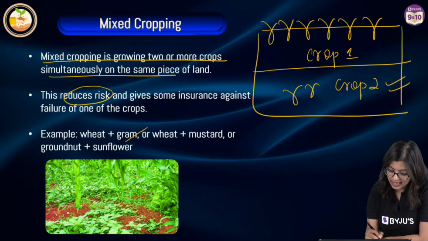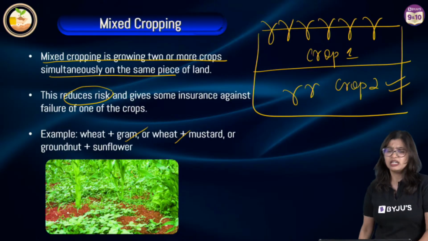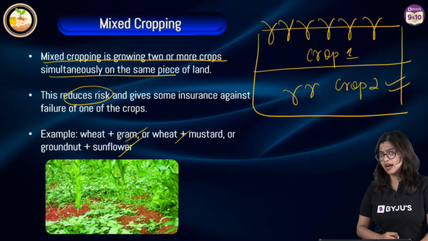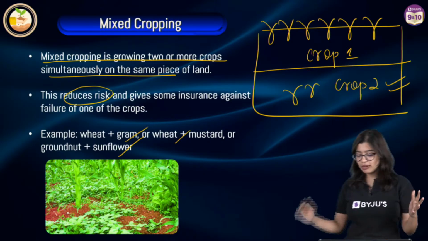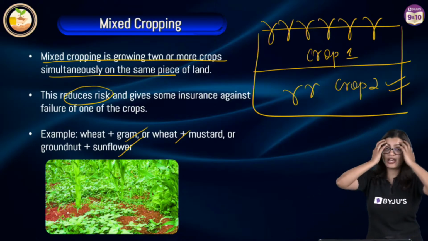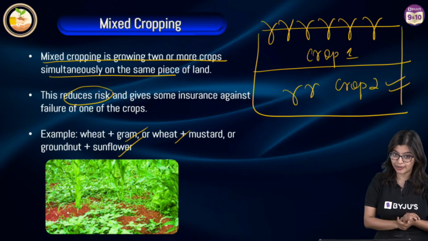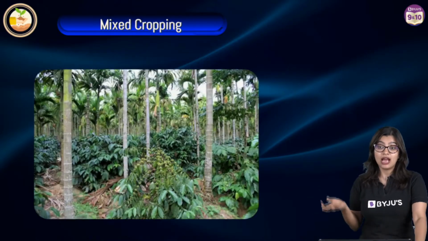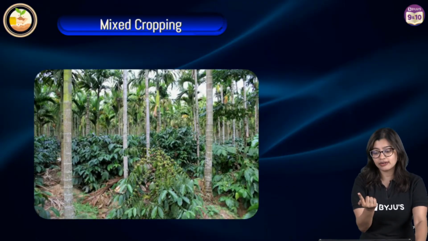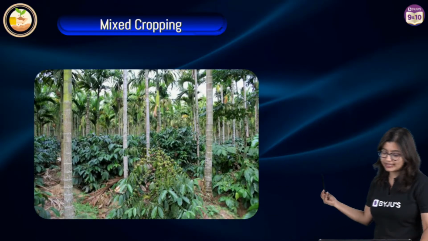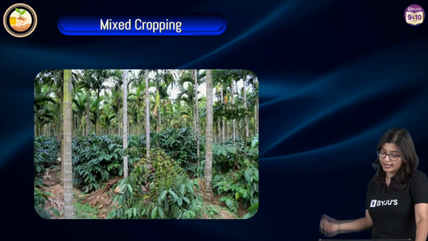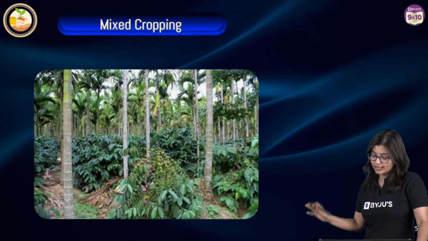And thereby we see that wheat and gram, wheat and mustard, or let's say sunflower and groundnut, I grow it together. Now, one more important thing is that the nutrients are also utilized in a very efficient manner. I'm using my irrigation well. I'm getting 2 in 1 instead of just 1, right? Another example that we see here is areca nut and coffee, right? Now, these are further examples.